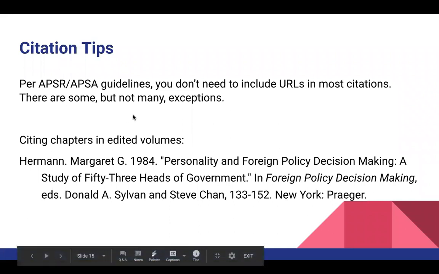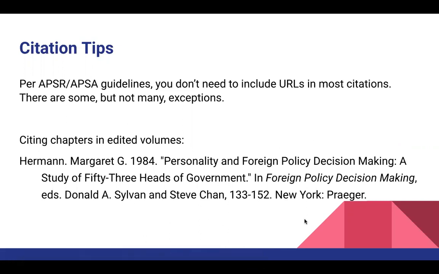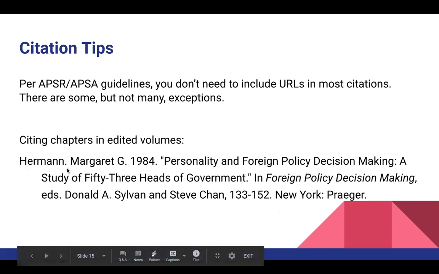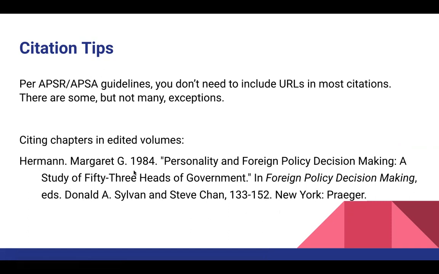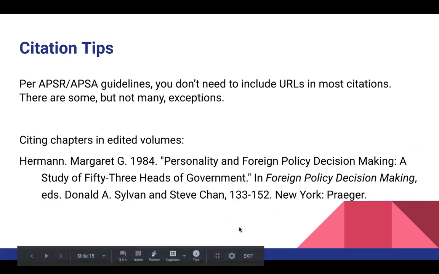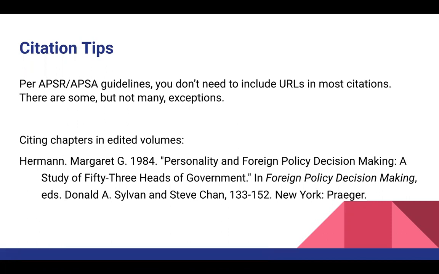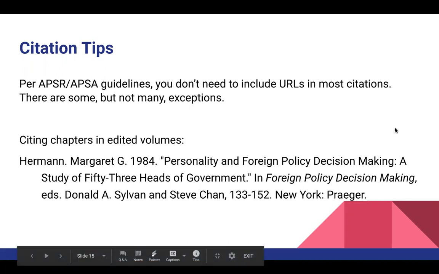So this is an example of a chapter from an edited volume cited in APSA style. What you're doing here, Margaret Herman is the author of this chapter, which is listed right here. This is the name of the chapter and the author of that particular chapter. And then here you can see the name of the full book as well as the editors. That's an important distinction to make, that this citation is giving us lots of different information. And it's important to understand the structure of citations, what each piece means. So just a note about that.